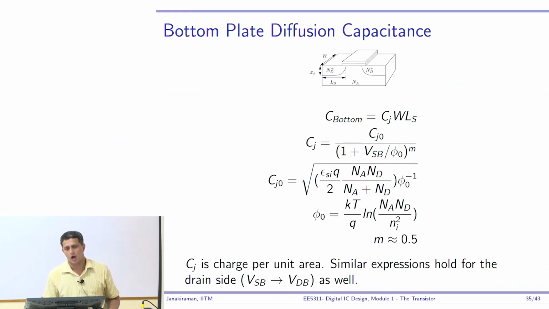Just the final thing, how does this Cj scale with the applied potential? Okay, so if I apply VSB, right, then this basically becomes Cj into 1 by 1 plus VSB by phi naught, where phi naught is as given here, power m, and m is typically 0.5. Okay, this again is an empirical fit, and you don't need to remember this equation. Just remember that if I reverse bias with a higher voltage, the capacitance drops.